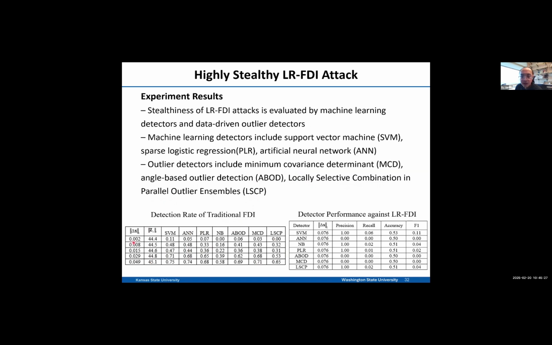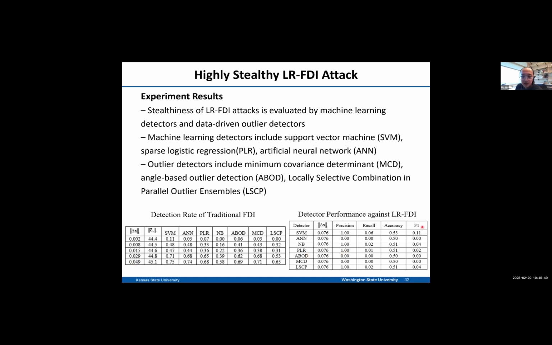The left table shows the detection rate of traditional FDI attacks under 5 different attack magnitudes. A larger attack magnitude will result in a larger bias. We can see that the SVM has the best detection rate. It can detect 75% of traditional FDI attacks whose L1 norm is 0.05.